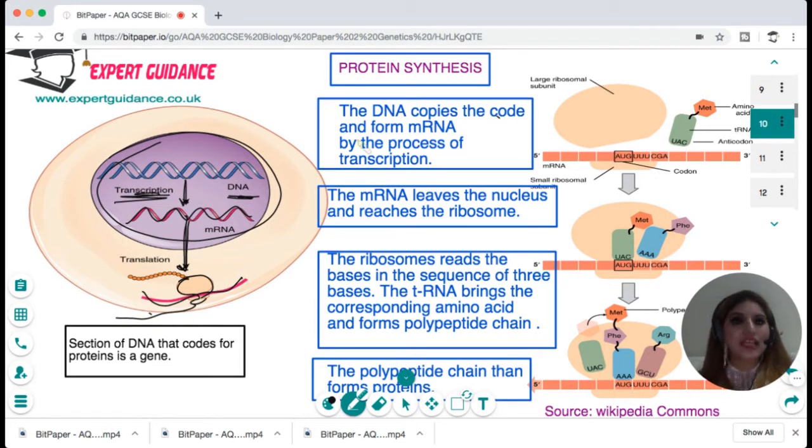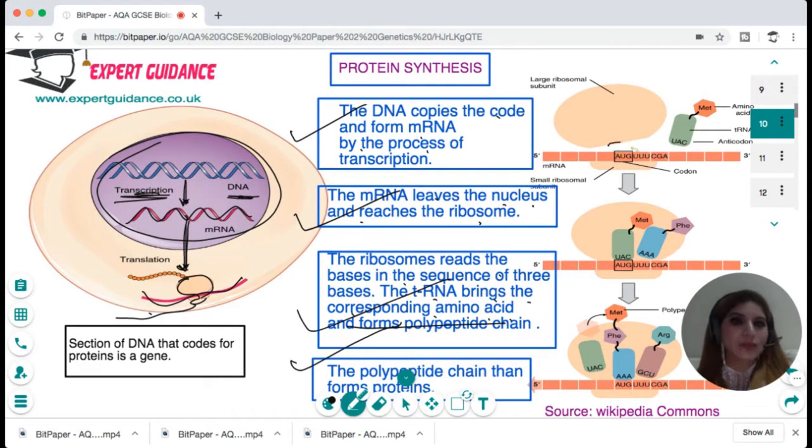So the DNA copies the code to form messenger RNA by the process of transcription. The messenger RNA leaves the nucleus and reaches the ribosome. The ribosome reads the bases in the sequence of 3 bases, and the transfer RNA brings the corresponding amino acid and forms a polypeptide chain. The polypeptide chain then forms a protein.